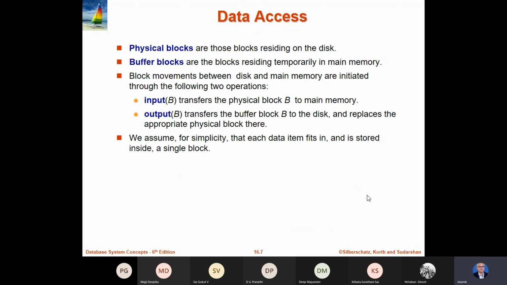So, data access. Look at it like this: the disk has the physical blocks, which we have studied also in the context of storage. So there are physical disk blocks.